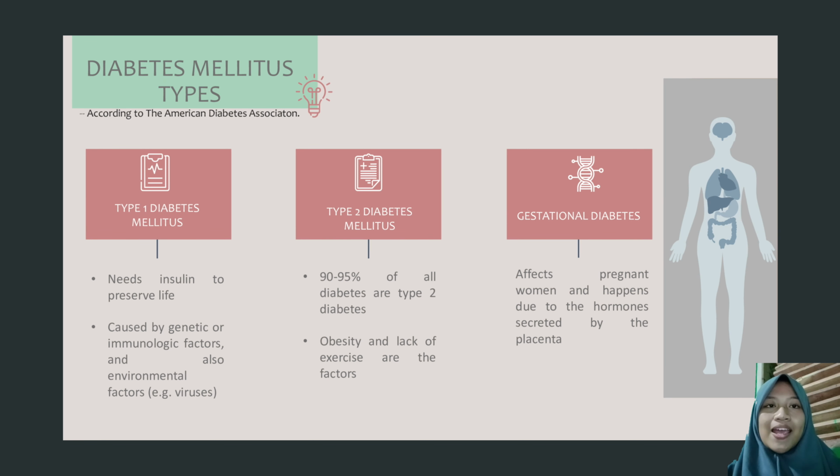Third, gestational diabetes. This type of diabetes affects pregnant women and happens due to the hormones secreted by the placenta. Those hormones can inhibit insulin action.